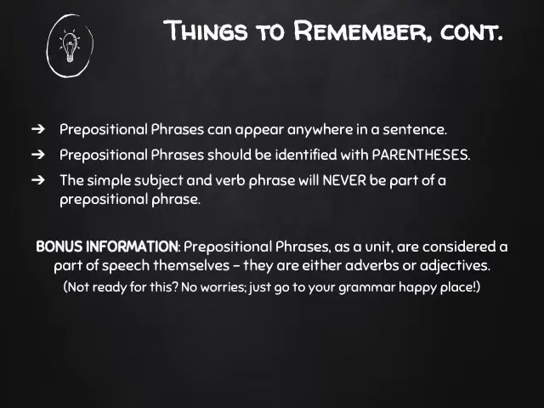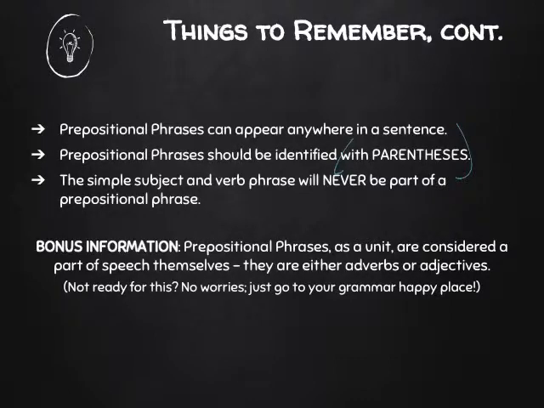A few more things to remember. Prepositional phrases can appear anywhere in a sentence. We will be identifying them with parentheses in all the work that we do. And the last thing that I didn't talk about much, but that we'll cover when we get into our next topic, is that the simple subject and the verb phrase will never be part of a prepositional phrase. That's why we mark them first, so we don't make errors when we're trying to find the root of the sentence later on. So for now, all you need to know is that you mark prepositional phrases, but kind of plug that somewhere in the back of your memory so that when we get to subjects and verbs, you'll remember why we do prepositional phrases first.